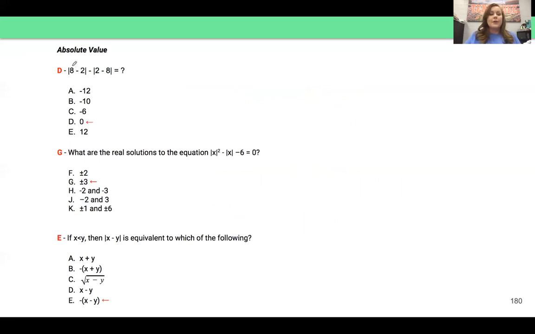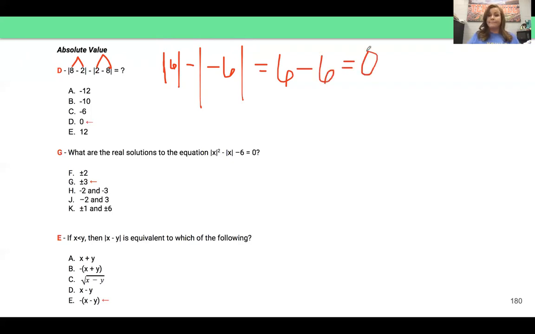So absolute value here. Again, we want to work inside the absolute values first. So 8 minus 2 is 6. So we want to do the absolute value of 6 minus, what is 2 minus 8? That is negative 6. Do an absolute value. So now I'm going to get rid of my absolute values. So what is the absolute value of 6? It's 6 minus, what's the absolute value of negative 6? It's 6. And this equals 0.